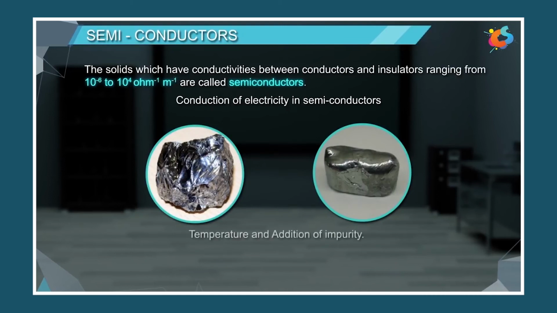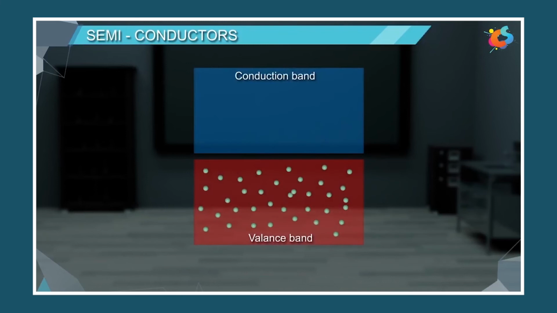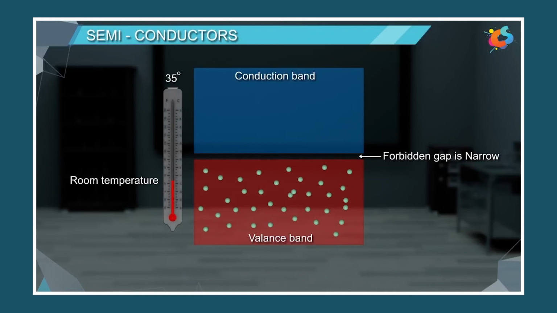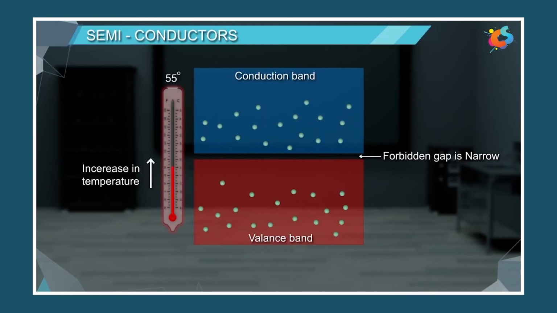Are based on the temperature and addition of impurity. In semiconductors, the valence band is almost full while the conduction band is mostly empty. The forbidden energy gap is quite narrow, thus the heat energy available at room temperature is sufficient to excite some of the electrons from the valence band to the conduction band, which results in the conduction of electricity to some extent. The conductivity of semiconductors increases with increase in temperature, since more electrons can jump to the conduction band.